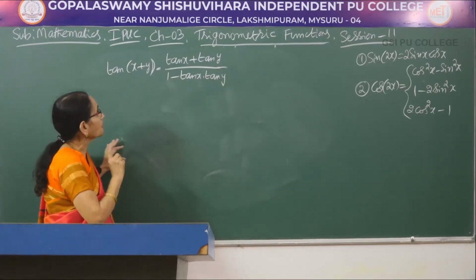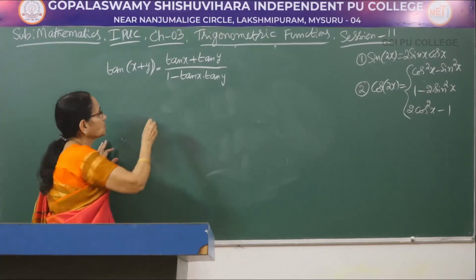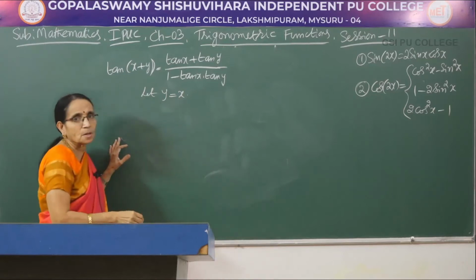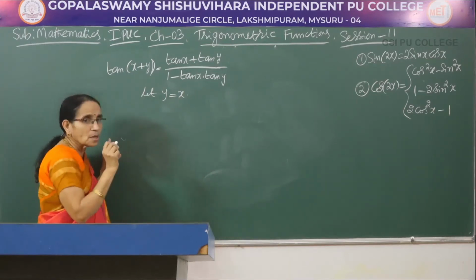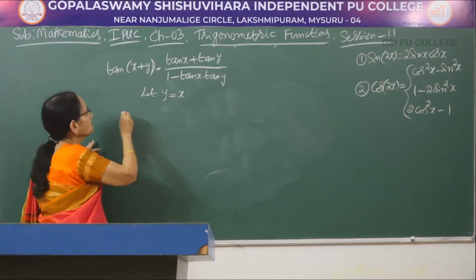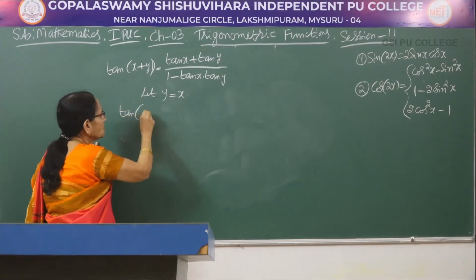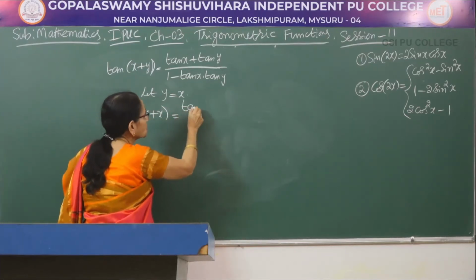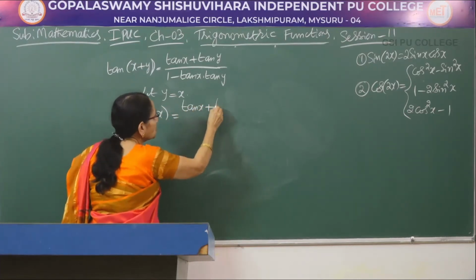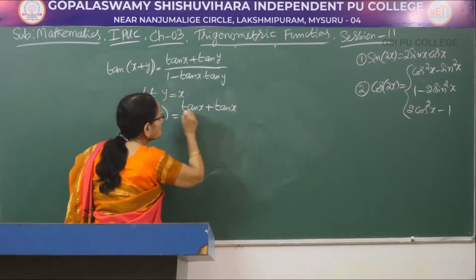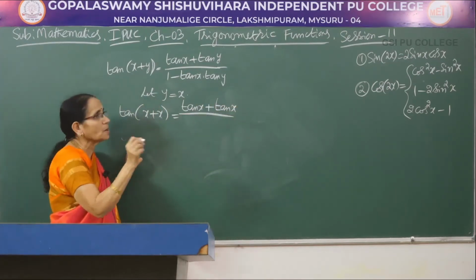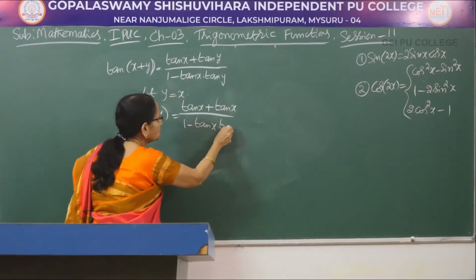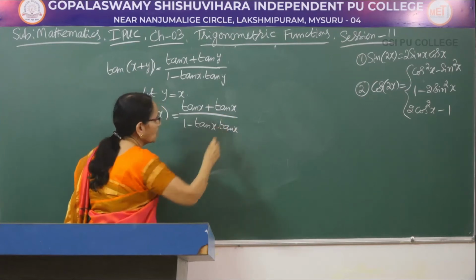Now, again the same procedure, let y be equal to x. Wherever y is there, you replace it by x, that is tan of x plus x, which would be equal to tan x plus tan x. So, the tan x term you write as it is, and wherever y is there, replace it by x, divided by 1 minus tan x into tan x.